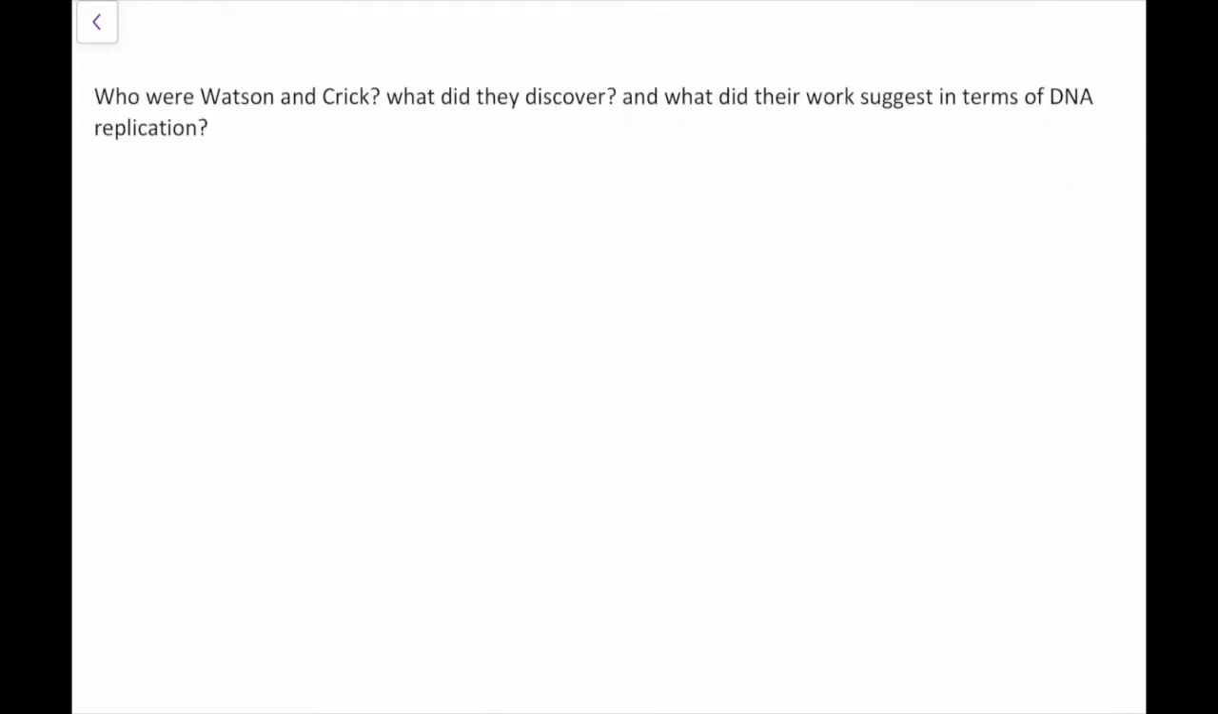And here was that picture which was produced from Rosalind Franklin's work, where you can see these kind of repeating units. You see the helical shape, and you can also work out how many nanometers apart the rungs of these ladders were. And so that's what Watson and Crick then used. So who were Watson and Crick? What did they discover? And what did their work suggest in terms of DNA replication?